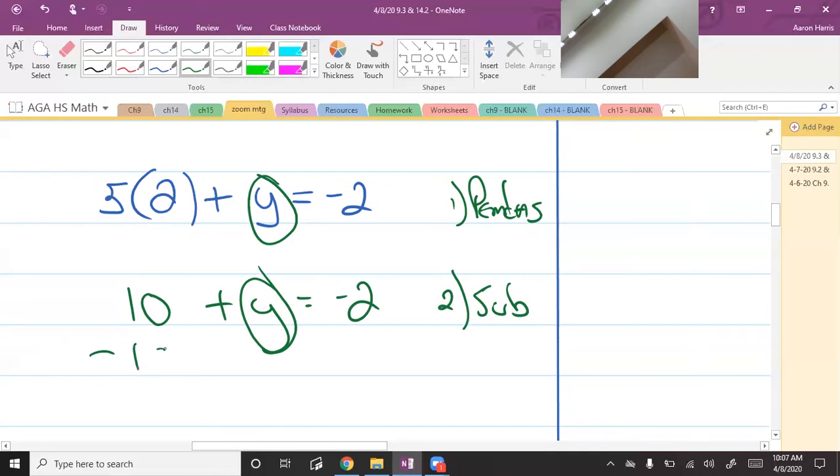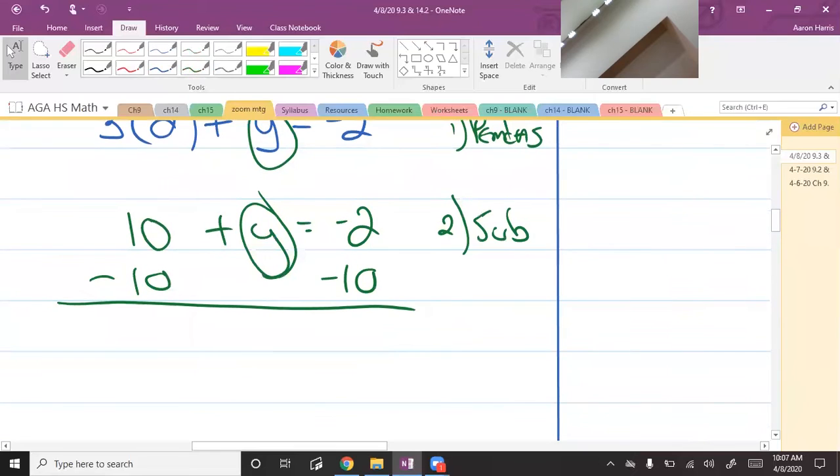So I got negative 10 here. Negative 10. So 10 minus 10 is 0. Bring down the y. Negative 2 minus 10. Same sign means add them. So 10 plus 2 is 12. Keep the sign. So negative 12.